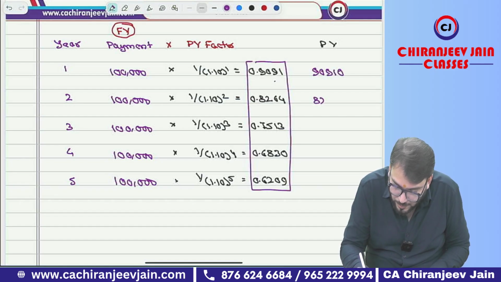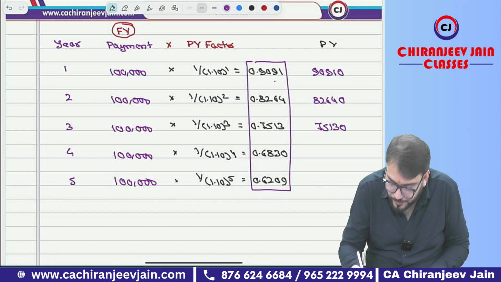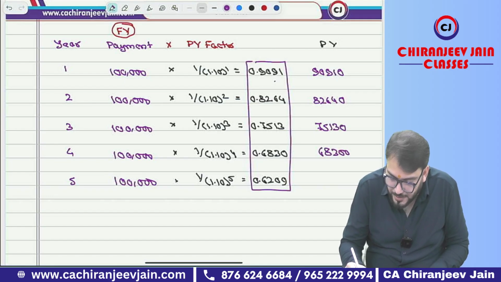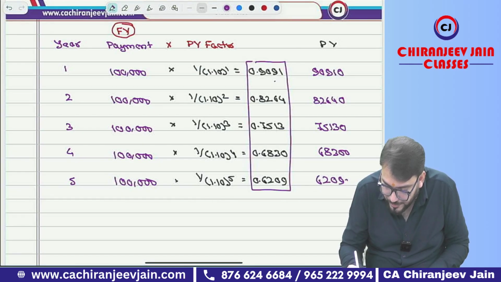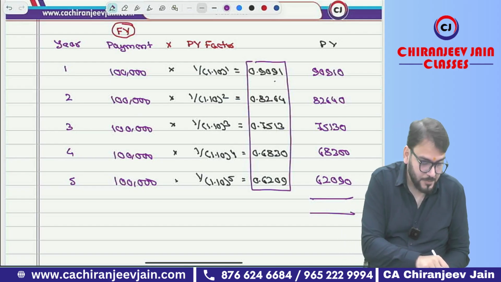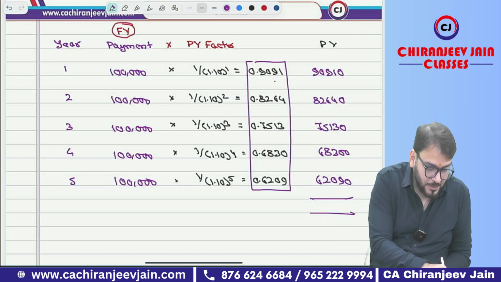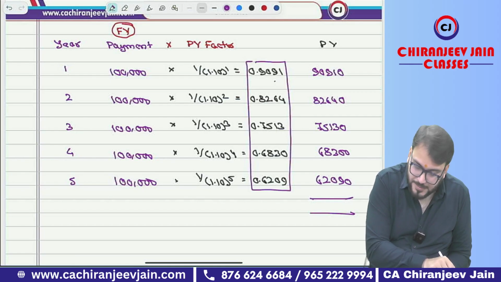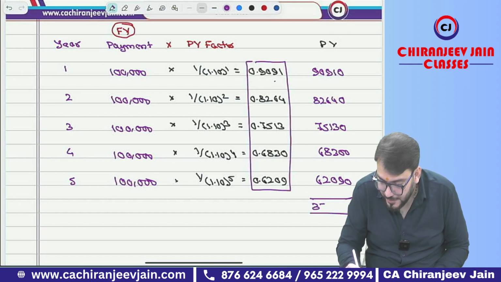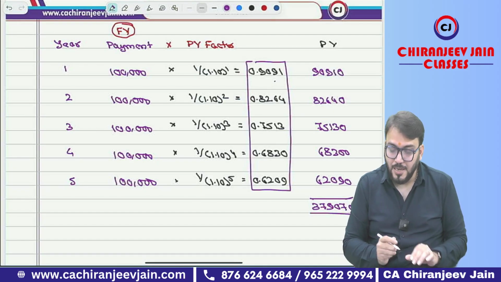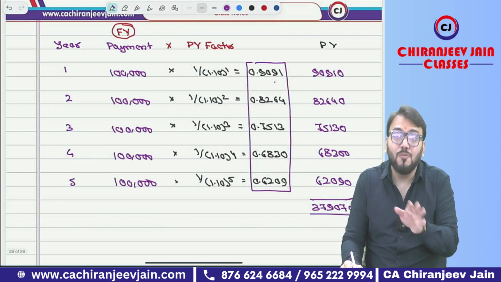So this will be 90910. This will be 82640. This will be 75130. This will be 68300. This is 62090. Then do sum total. This will be 90910 plus 82640 plus 75130 plus 68300 plus 62090. It is coming how much? 3,79,070. Correct. Understood.